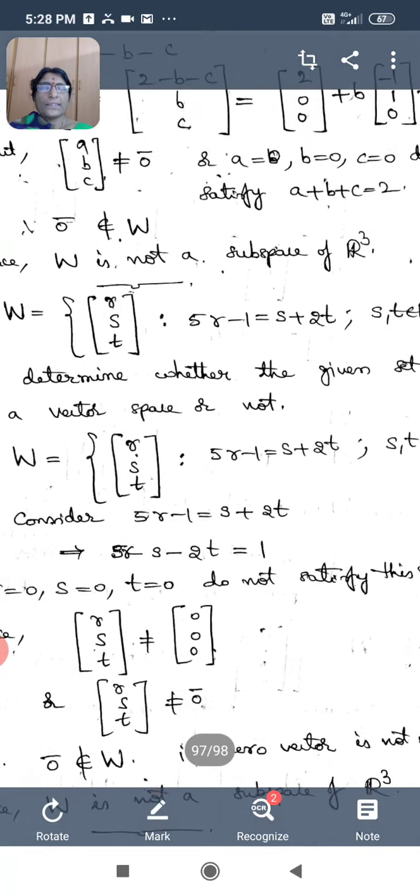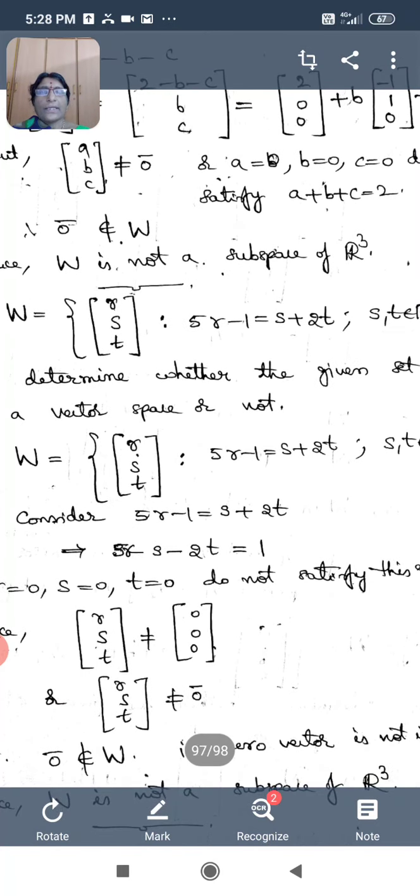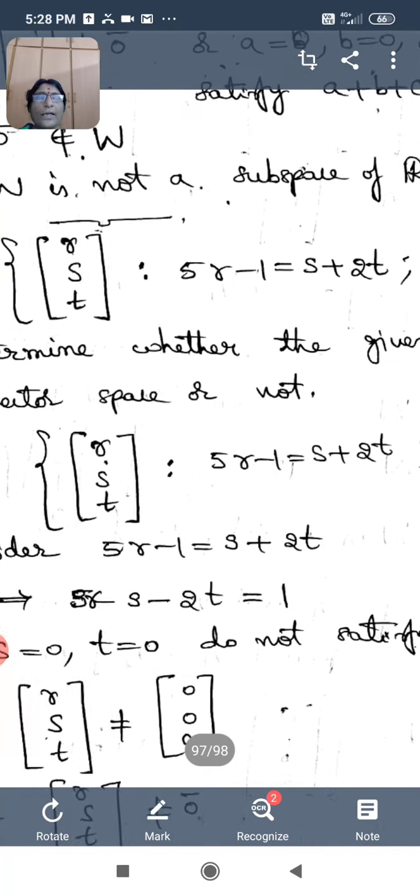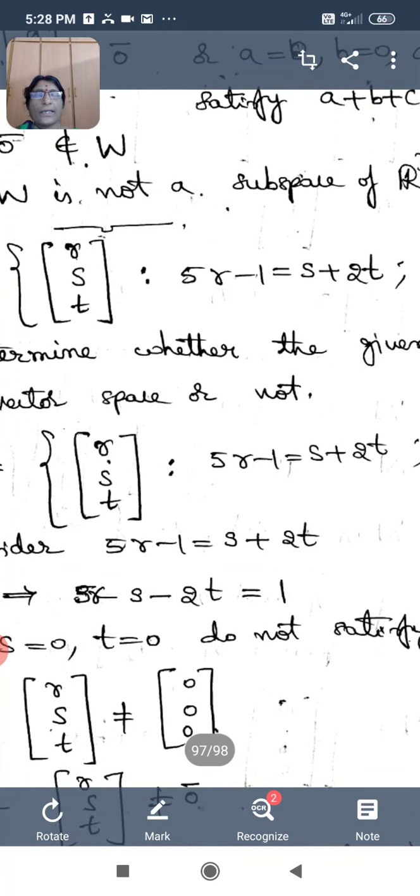But here, as it is a single equation given to us, just rewrite it and see whether it can be linear, and whether it is a homogeneous or non-homogeneous equation. Rewrite it and see. Consider 5R minus 1 is equal to S plus 2T, and this we can write as 5R minus S minus 2T is equal to 1. I have taken the S term and T term to the left hand side, and minus 1, the constant, is taken to the right hand side.